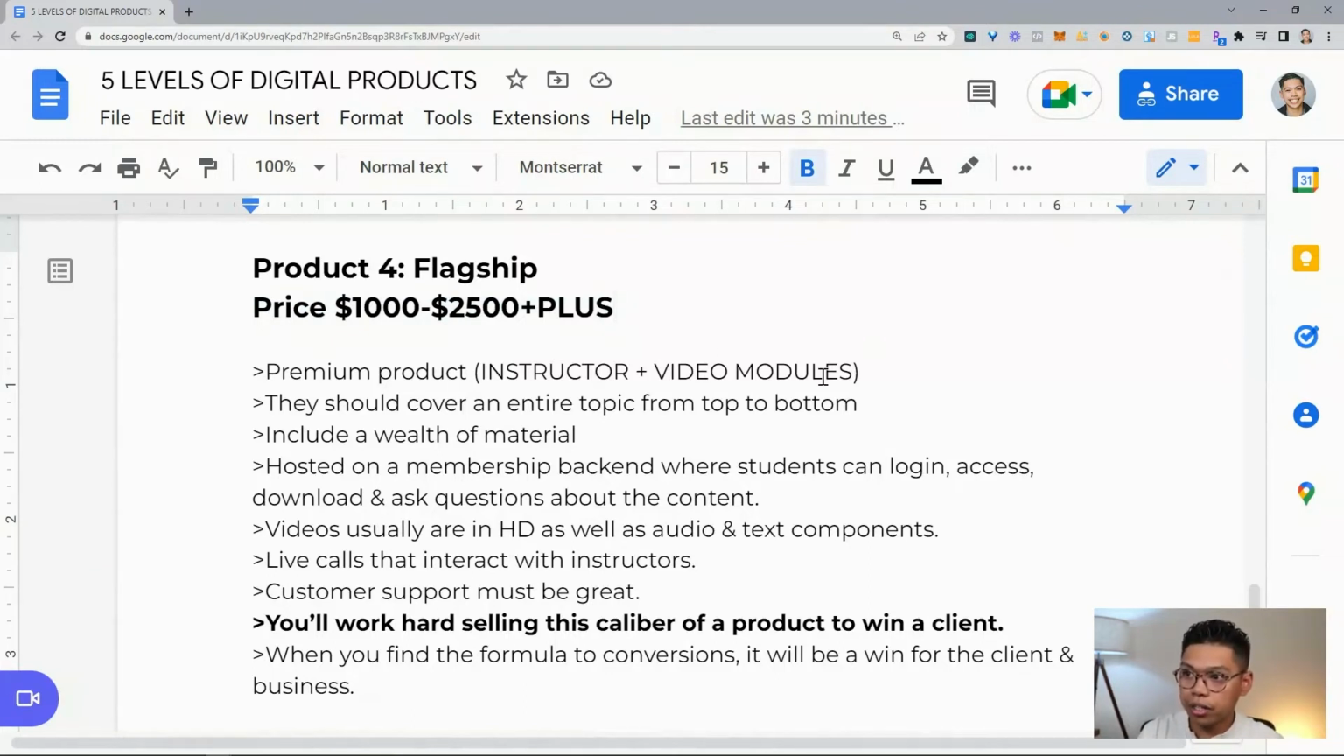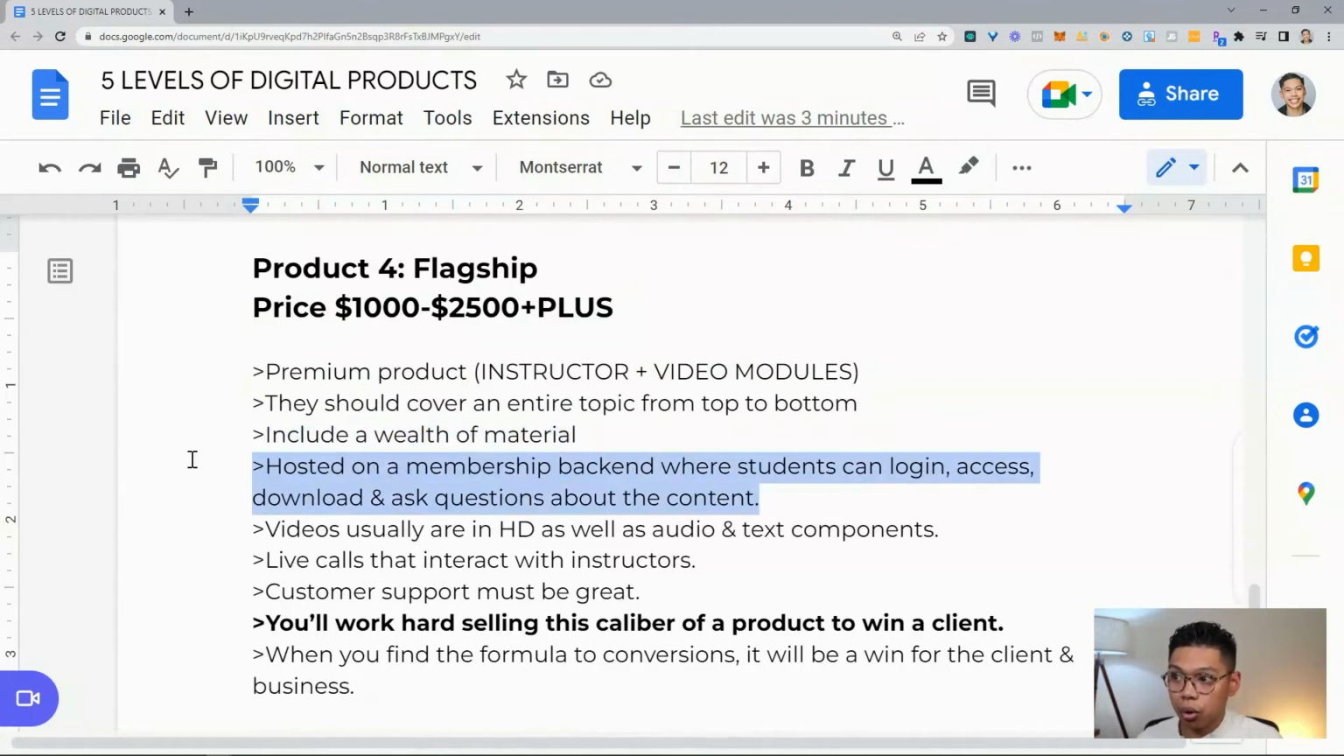It is a premium product, meaning there's an instructor plus visual modules. That's what most people would want. If you're spending 2,000, 3,000, over 5 grand, you're going to want that instructor type of model. Whether it's biweekly calls, twice a week calls, 4 to 8 calls a month that they have access to. Again, this is where there are calls involved, an instructor plus visual modules. They should cover an entire topic from top to bottom, A to Z. It includes a wealth of material.